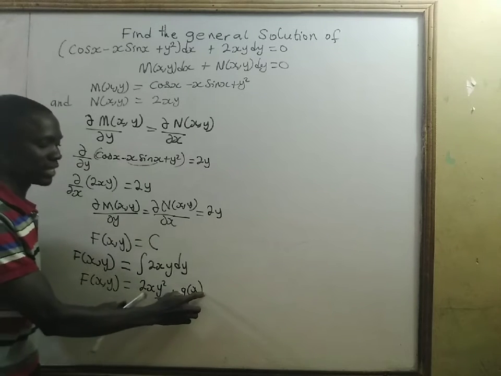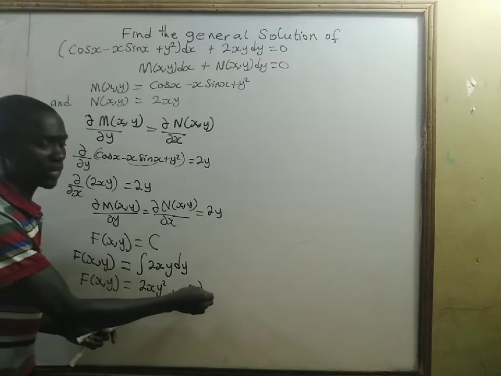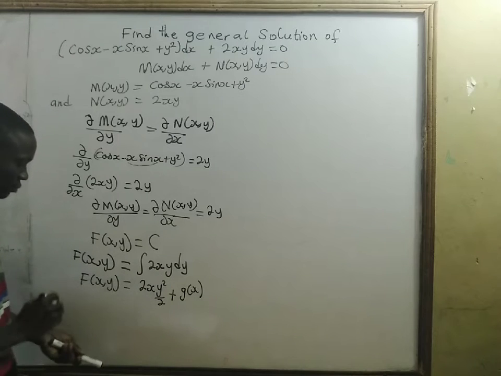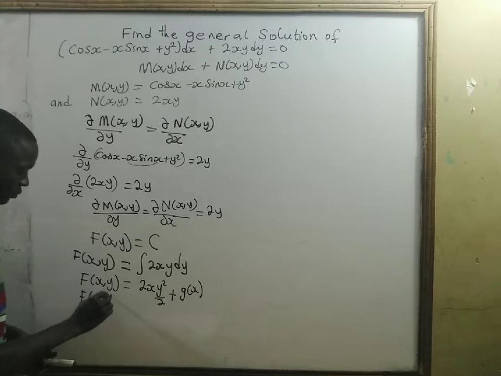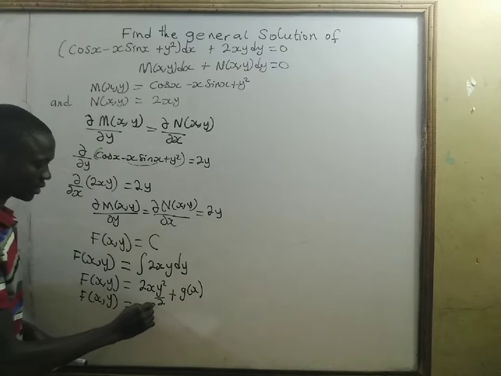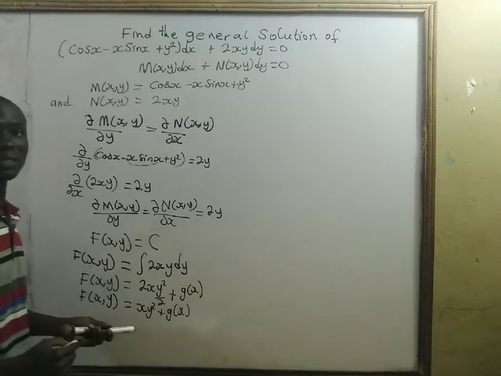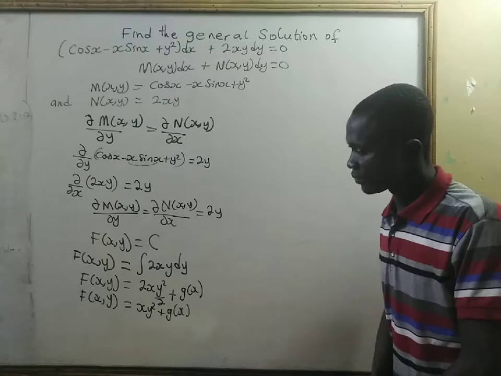Here we are not going to write c, k, or anything. The constant may be a function of x, because here we have x attached to y, which is a constant. So we have our f(x,y) equal to xy² plus g(x). That is our constant.